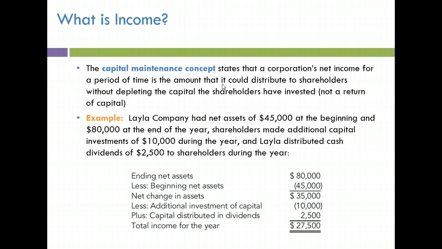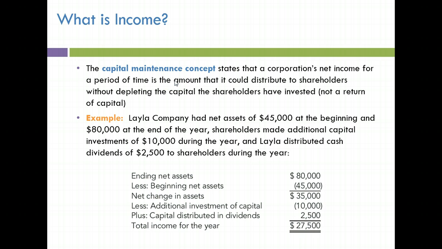Now, when we're dealing with dividends, does a company usually distribute all of its net income? They can't, because they need it to continue operations and to expand and to grow. But technically, the net income could all be distributed to the shareholders. So the capital maintenance concept states, know this, that the net income over a period of time is the amount that could be distributed to shareholders without depleting its other capital.